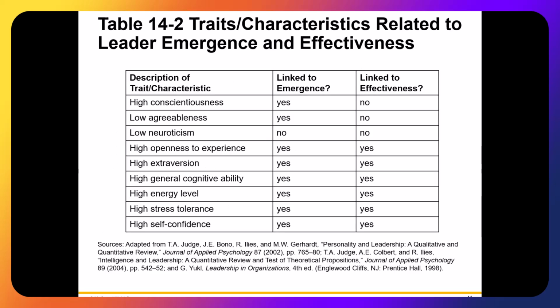Traits and characteristics related to leader emergence and effectiveness. So when we look at the description of the traits and characteristics, look at the link to emergence, look at the link to effectiveness. Some examples we're looking for: high openness to experience, high extroversion, high general cognitive ability, high energy level, high stress tolerance, high self-confidence. Yes, and those are the things that you want to see in your leader.